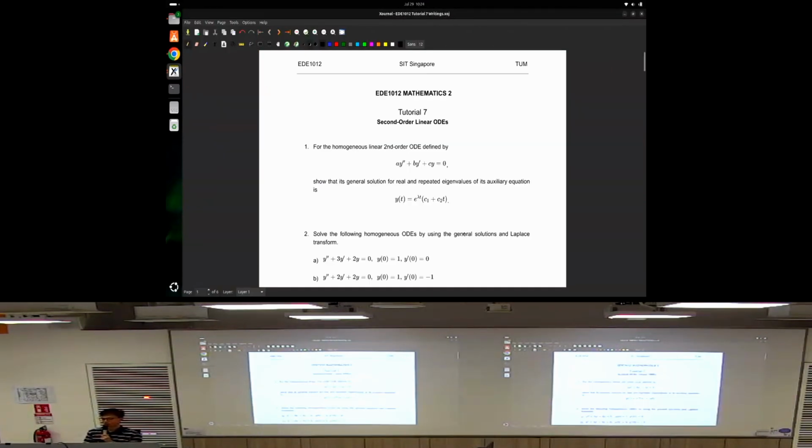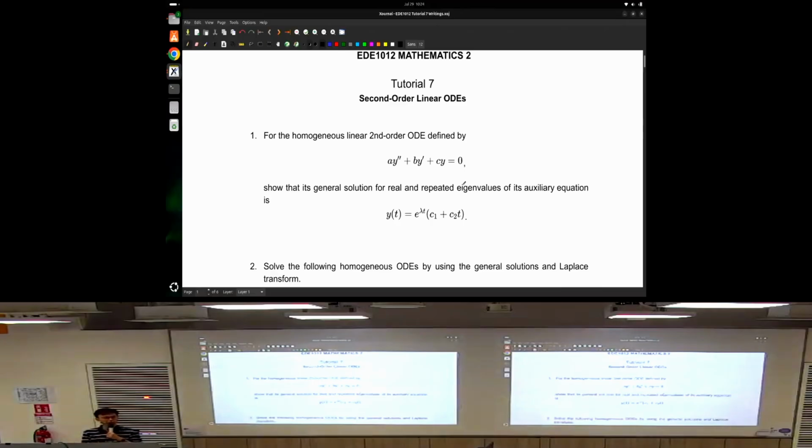Okay, so for our tutorial 7, the first question is about derivation of the general solution for the second order ODE in case your eigenvalues are real and repeated. This one we didn't go through in the lecture, right? Because I want you to try deriving this. So I'm not sure if you managed to get it.